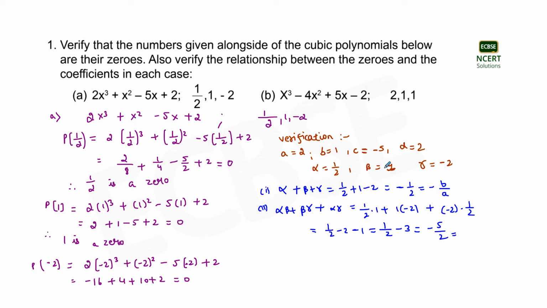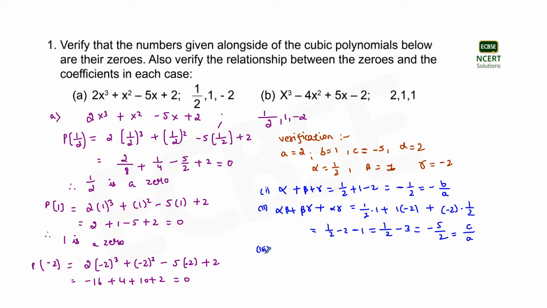As minus 5 is equal to c, we can write c in the numerator, and a is equal to 2, so we can write a in place of 2. So as alpha into beta plus beta into gamma plus alpha into gamma is equal to c over a, it means that the second relationship has also been verified.